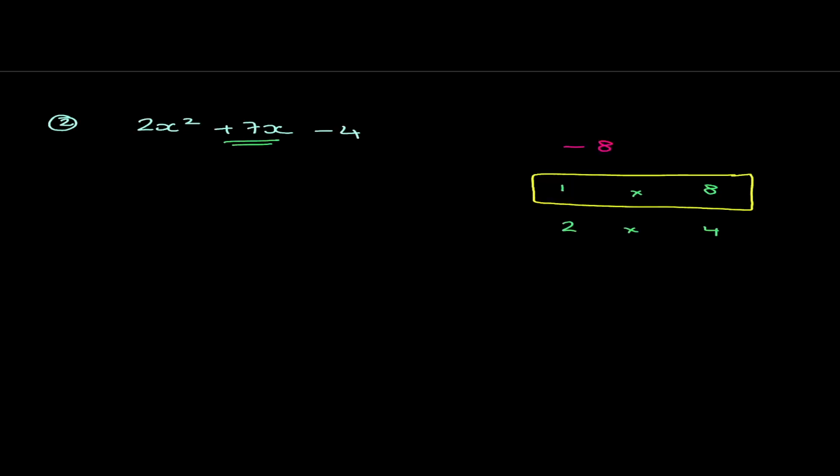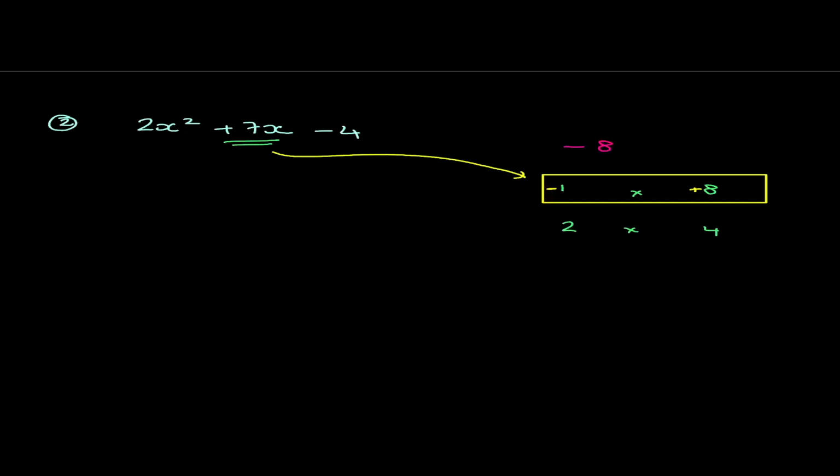And let's work out the sign. Well, it would have to be negative 1 and positive 8. Why? Because negative 1 times positive 8 gives me that negative 8, and negative 1 plus positive 8 gives me that 7. Perfect. Now what we need to do is actually replace that 7x with these two factors. So we're going to rewrite this equation.